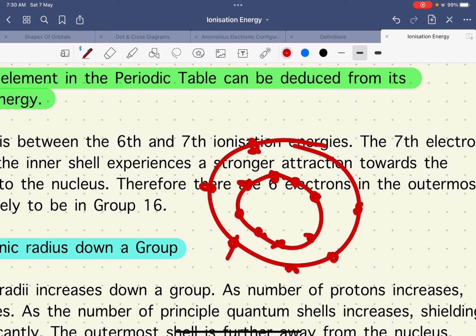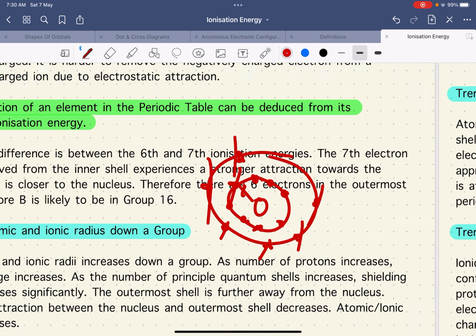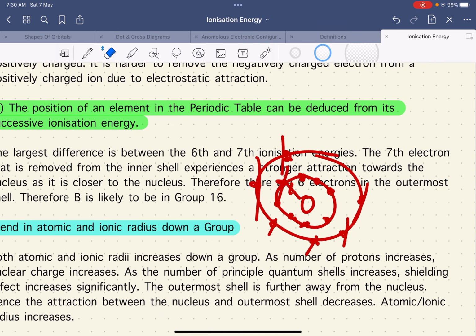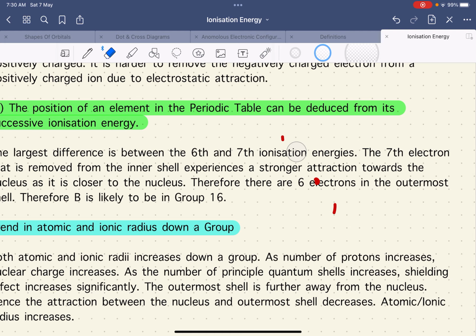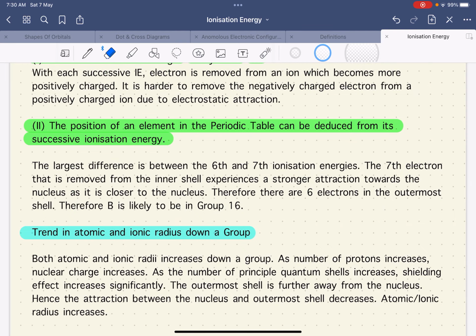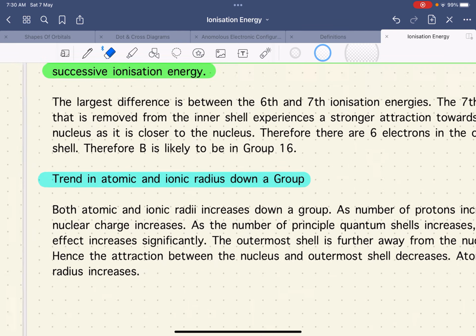Then remove all these: first ionization energy, second, third, fourth, fifth, sixth. Then this one, we remove one from the inner principal quantum shell. Hence, there will be a larger ionization energy change. So that's what it means, okay?